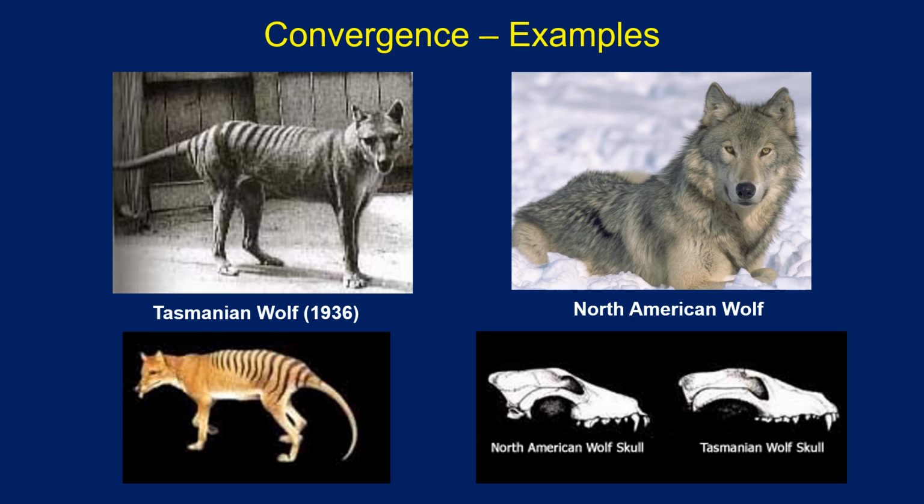You can see how similar the Tasmanian wolf is to the North American wolf, especially if you look at the skulls and look at the teeth. And that's because they're catching similar prey and they have a similar lifestyle. But to find a common ancestor for these two, we'd have to go back at least 150 million years.